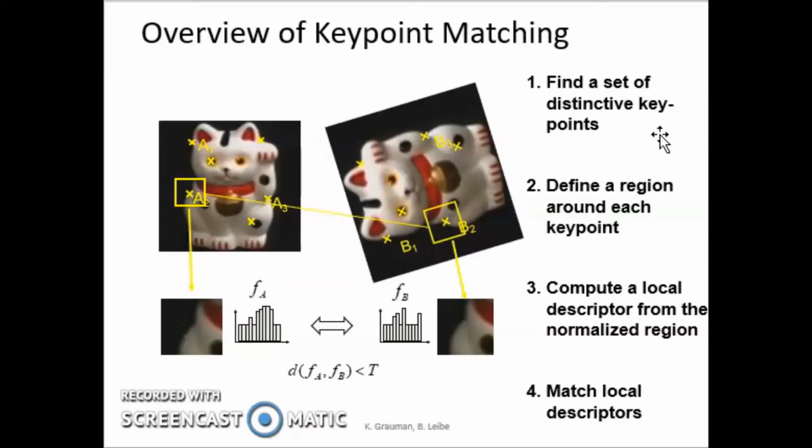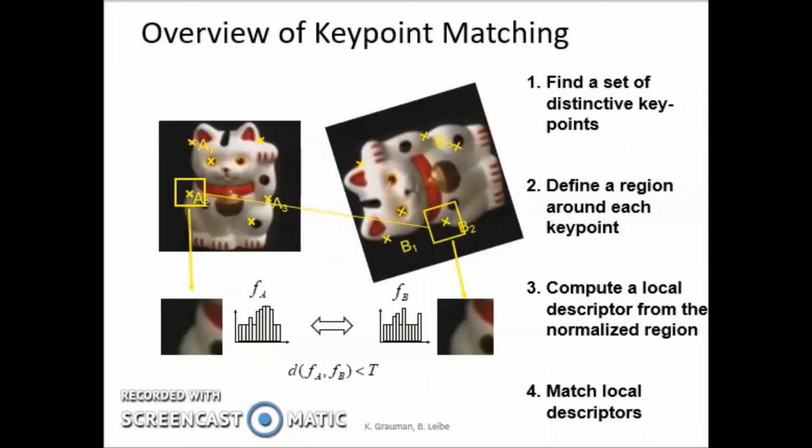So we are not just considering one interest point, because it might not have any significance, but actually a region around the key point or the interest point is of high significance. Then the next step, step number 3, is that we compute a local descriptor from the normalized region. So effectively, we have to perform the normalization, and then we calculate a local descriptor that corresponds to that specific region that we have selected.